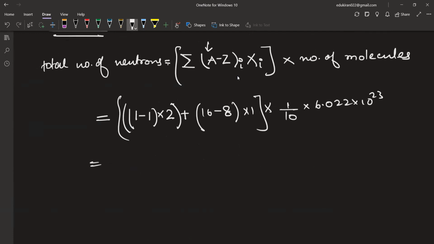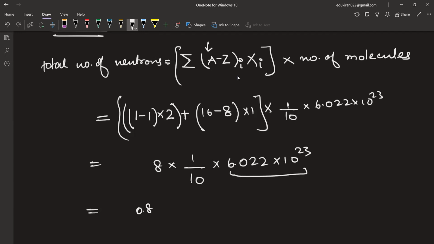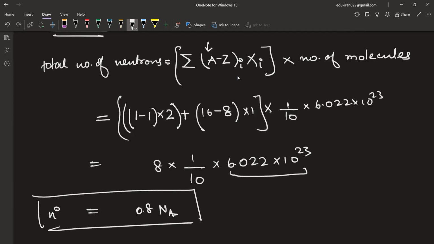Now 1 minus 1 will be equal to 0. So we have only 16 minus 8, which is equal to 8 into 1 upon 10, into 6.022 into 10 to the power 23. So I'll get this as 0.8 Na. So these many number of neutrons are present in 1.8 grams of water. Please write this down. Then I will write all the formulas that we have looked till here.